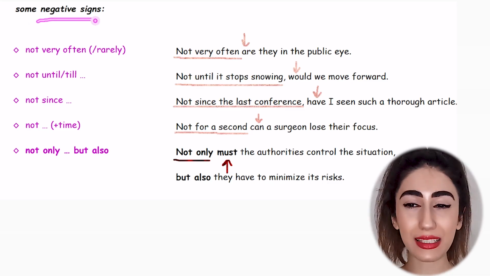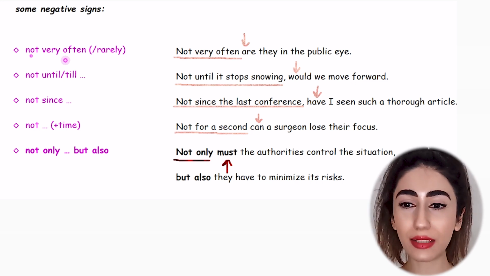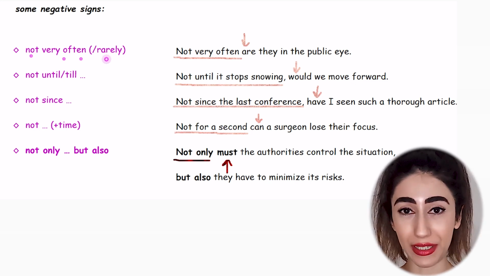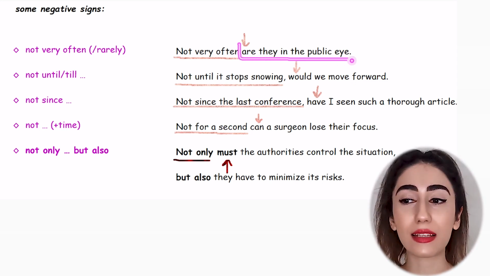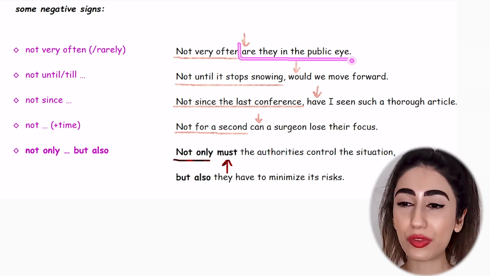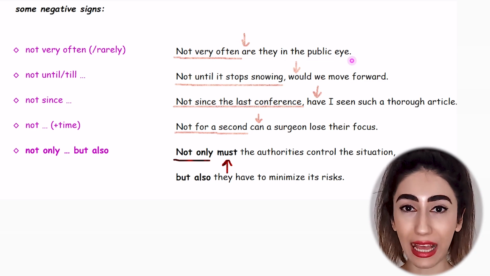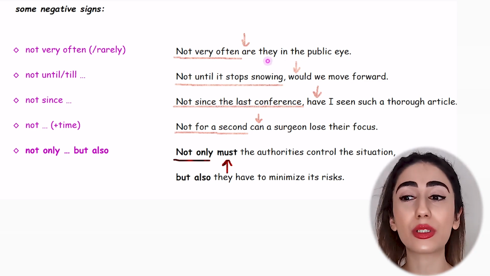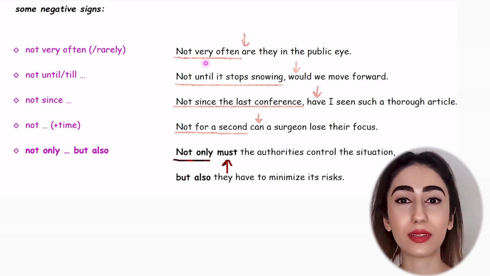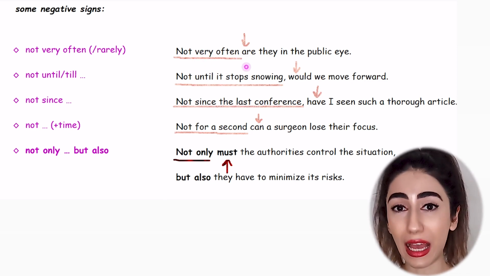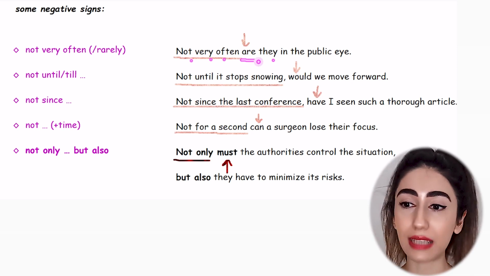The second group, some negative signs. The first one, not very often or rarely. Yeah, the meaning is the same. Not very often are they in the public eye. So we have put not very often at the start of the sentence in order to make the emphasis and also make it more formal and more academic. Then we have to put are right afterwards.